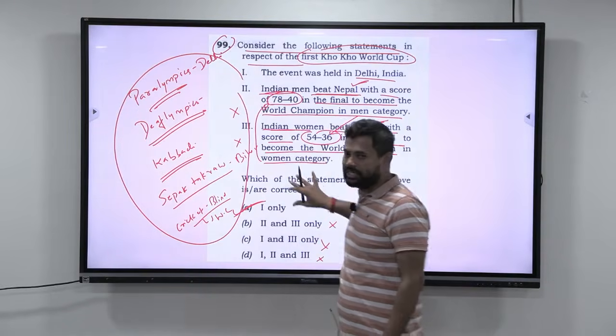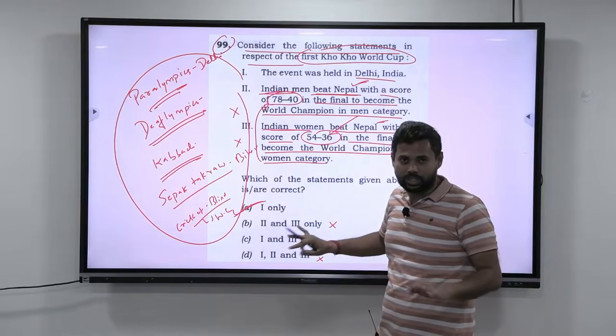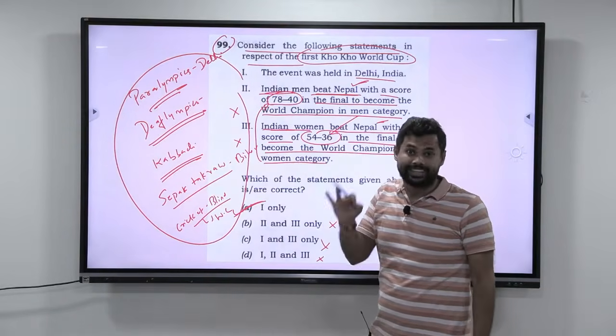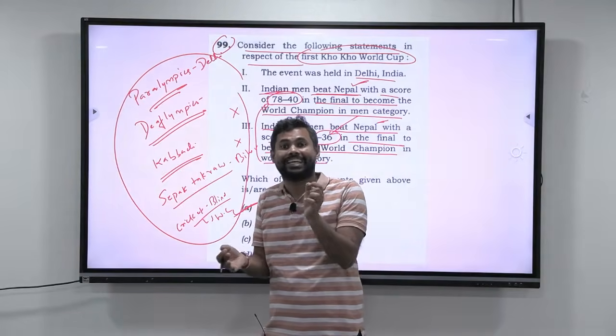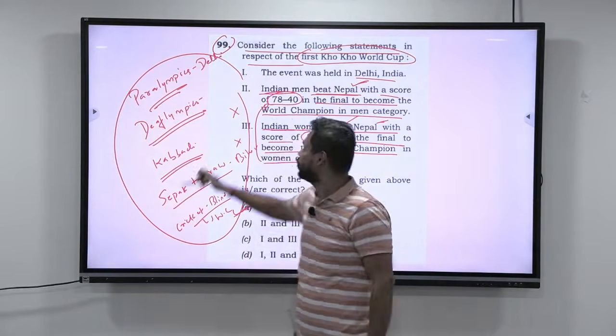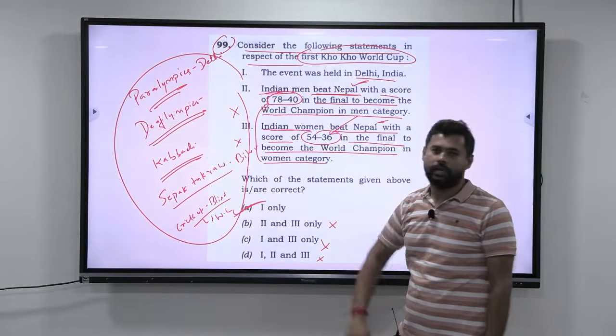So apart from this, the answer here is A. There is nothing logic here. You either know or you don't know. But the learning from this question is this: you should prepare on whatever sports events are happening where India has achieved something significant. Okay. So for the 99th question, the answer is A, 1 only.